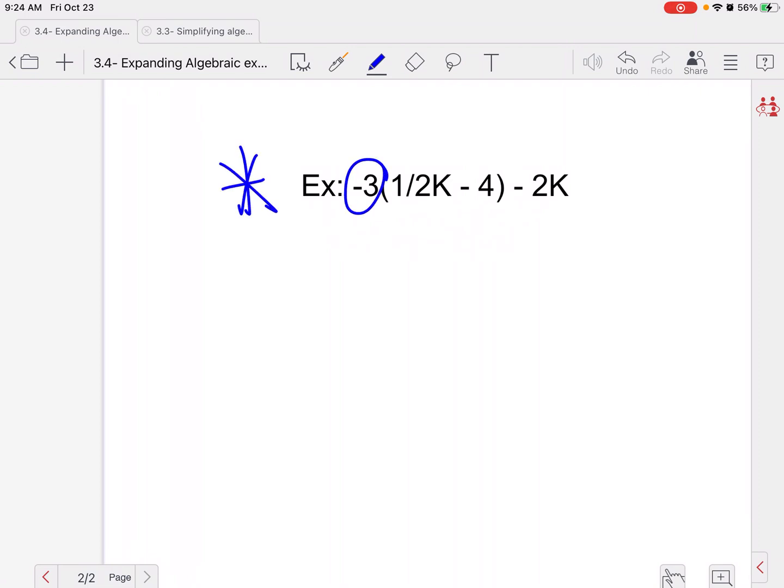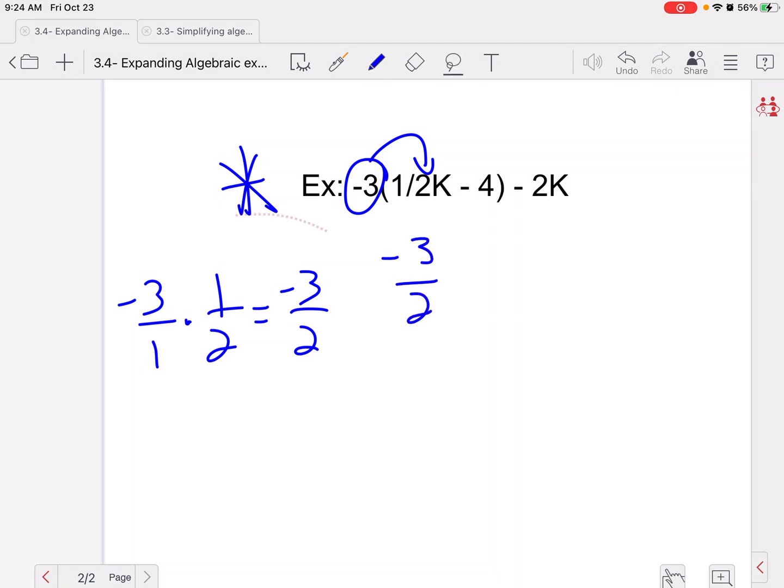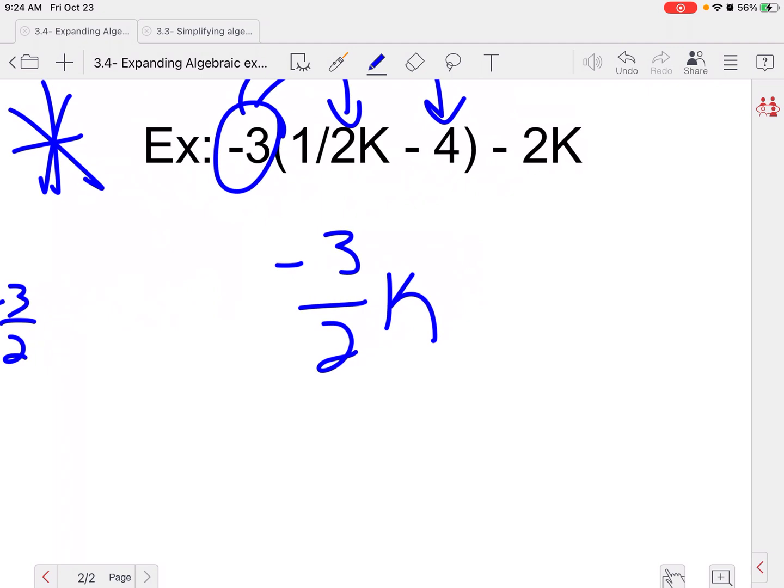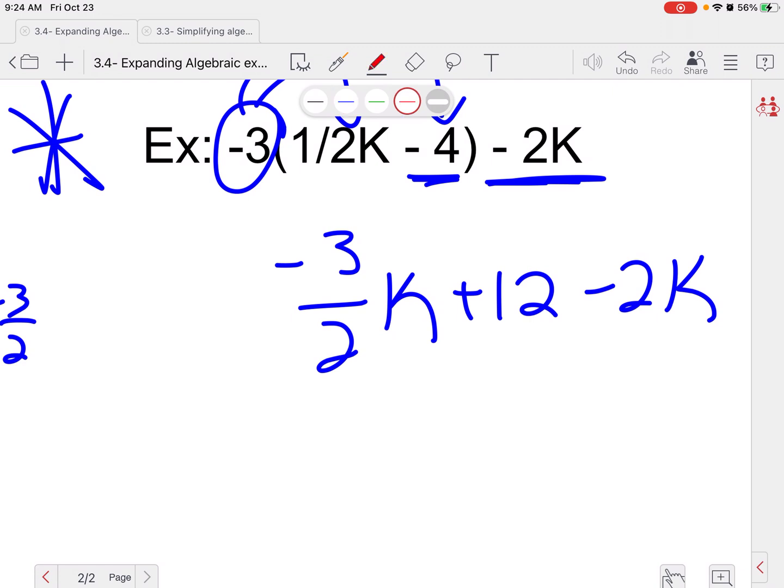So we have a negative 3 times 1/2. So negative 3 over 1 times 1 over 2 becomes negative 3 over 2. And again, we can just leave that as an improper fraction. We don't have to do anything crazy with it, okay? And then our k comes along for the ride here. And then negative 3 times negative 4, we can always take that sign in front, is a positive 12. Okay, and again, that negative 3 is not going to the minus 2k because conveniently it's not in the parentheses.